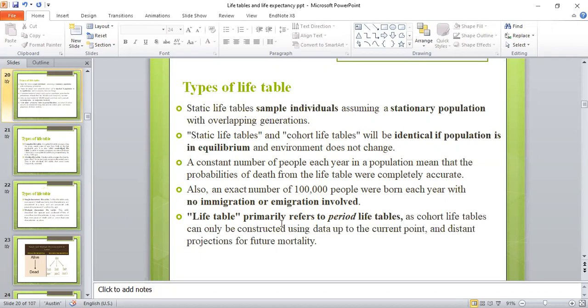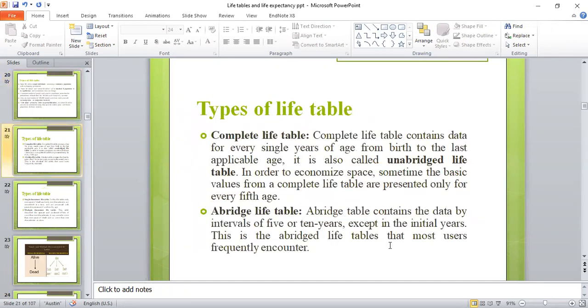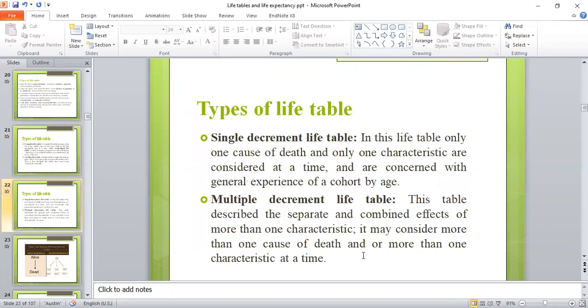The life table we primarily talk about is the period life table, as the cohort life table can only be constructed using data up to the current point and distant projections for future mortality. The other type is the complete life table, which contains data for every single year of age from birth to the last applicable age. It is called an unabridged life table. And an abridged life table shows the data by intervals, for example, 5-year interval, 10-year interval, except in the initial years. It is most commonly the abridged life table which is shown.